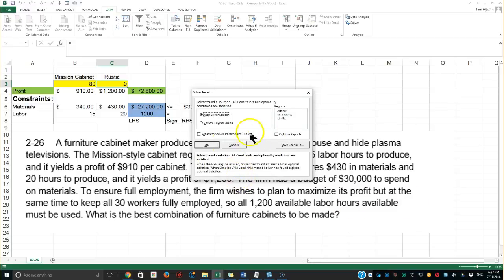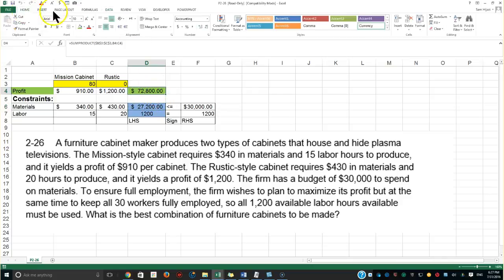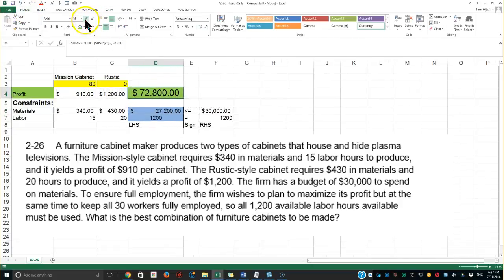Obviously, it found a solution for us. We're going to say, okay, wonderful. There was no way we could have lived without the fact that this must be equal to this, so the criteria was absolutely met. This criterion has also been met, because it was less than or equal to $30,000. This is our maximum profit based on what we found here.